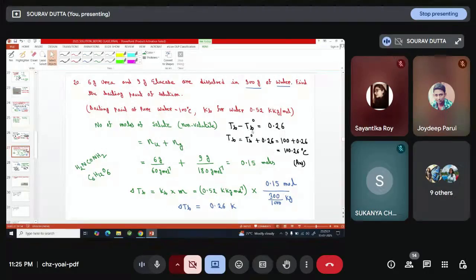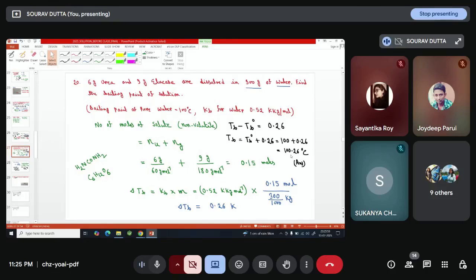Now TB minus TB naught equals delta TB, so 0.26. Your TB naught is 100 degree, so TB equals 100 plus 0.26, so 100.26 degree centigrade. It is the boiling point of your solution. Obviously দেখতে পাচ্ছ নরমাল জলের 100 ডিগ্রি, বাট যেই আমি এই নন ভোলাটাইল সলিউটগুলোকে অ্যাড করে দিয়েছি, তারা ডিসোসিয়েট করুক আর না করুক, ইউরিয়াও ডিসোসিয়েট করে না, গ্লুকোজও ডিসোসিয়েট করে না, বাট তাদের প্রেজেন্সে তোমার বয়েলিং পয়েন্টটা 100 থেকে বেড়ে it will increase from 100 to 100.26 degree centigrade.